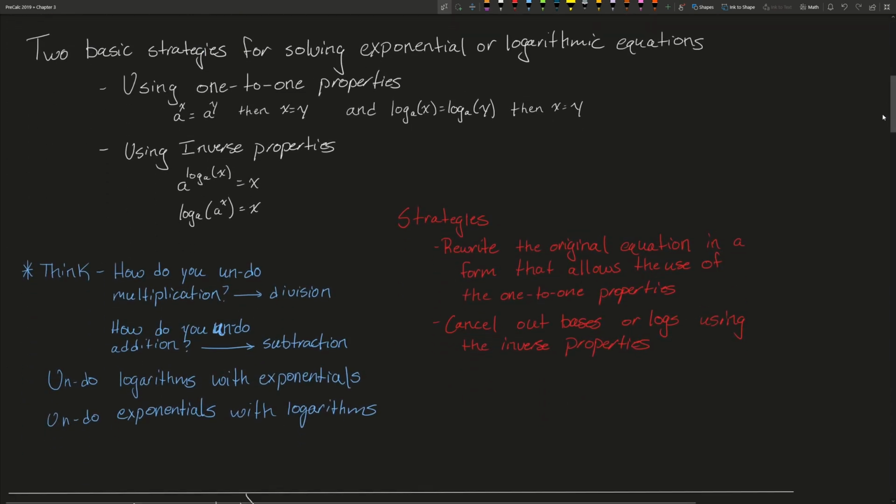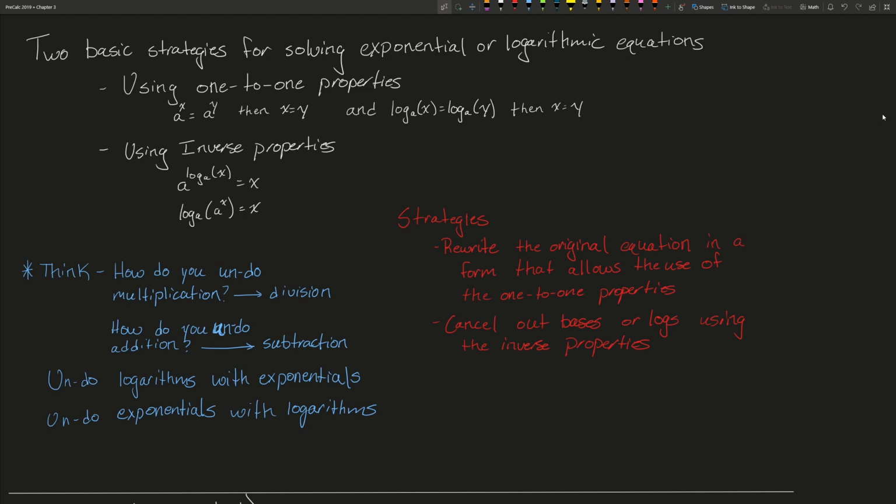So there are two basic strategies for solving exponential or logarithmic equations. The first is just using the one-to-one properties, expanding or condensing a logarithm or exponential so that we can set the exponents equal to each other, or what's inside the log. The next is using the inverse properties, and this is basically canceling out logs or the bases of exponents.